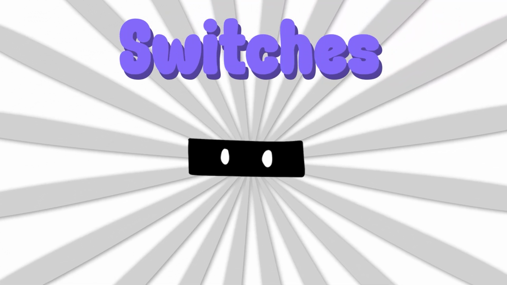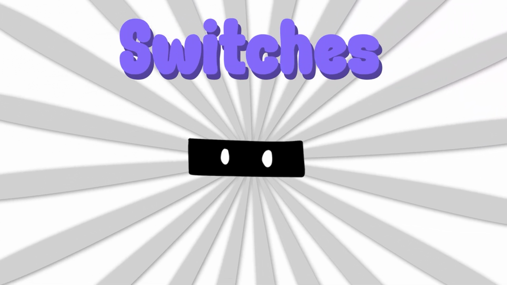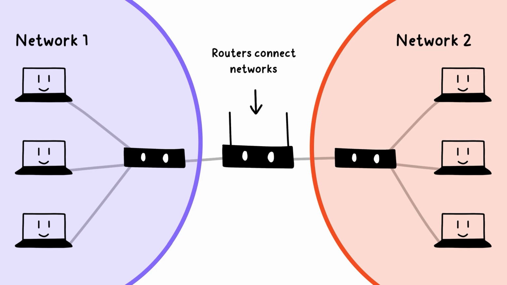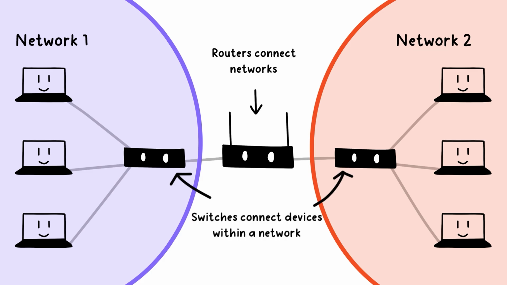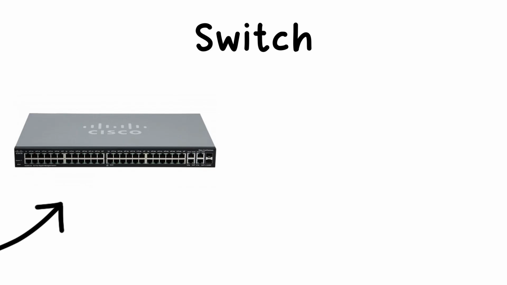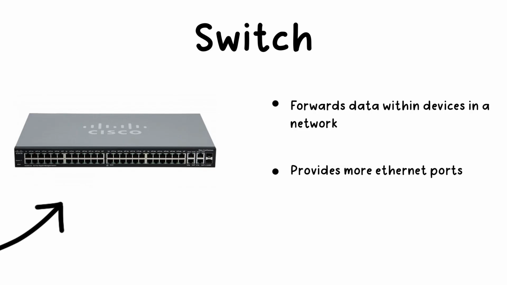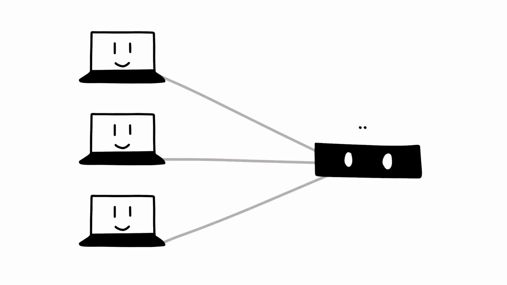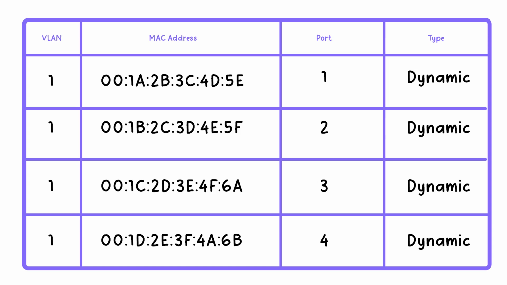Another common networking device you will see is a switch. While a router connects multiple networks, a switch helps to connect the devices within the network, allowing them to communicate together. It also helps by providing more Ethernet ports. What makes a switch different as well is that it directs data based on the MAC address. So every time it receives data, it finds the MAC address in its MAC address table to be able to know which port to send the data out of. This MAC address table is filled by the data that the switch receives, sort of like a database of all the devices that are connected to it and their associated MAC addresses.